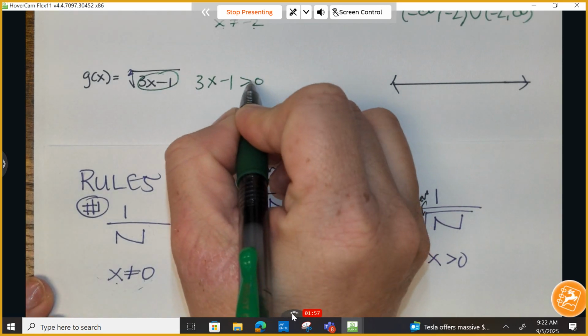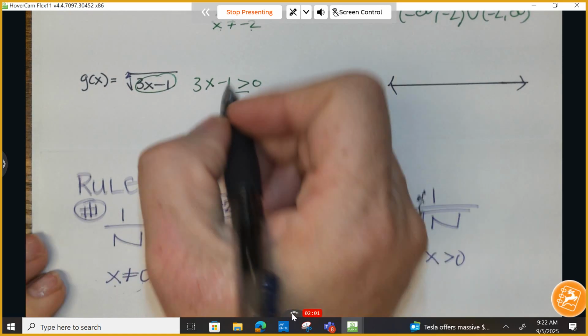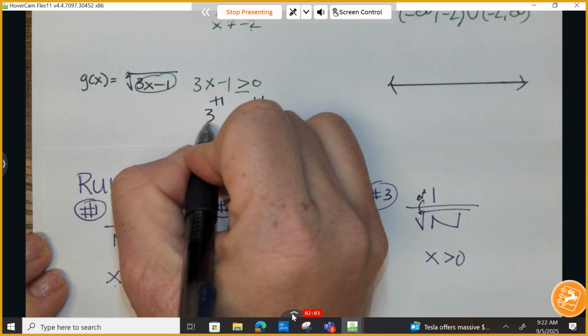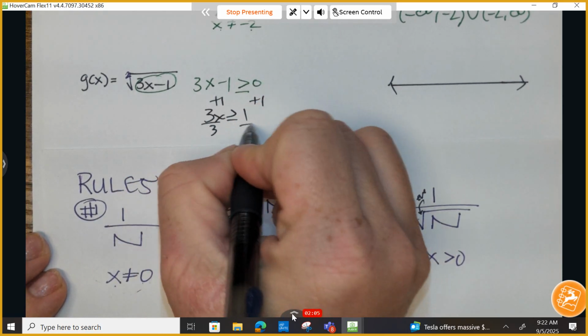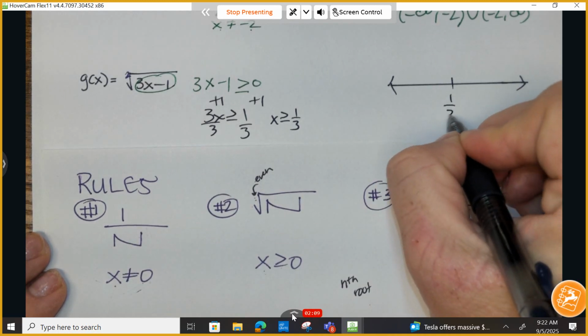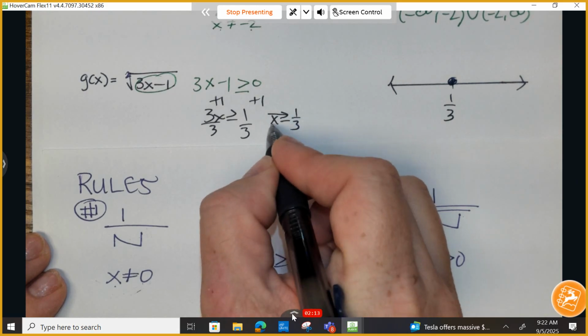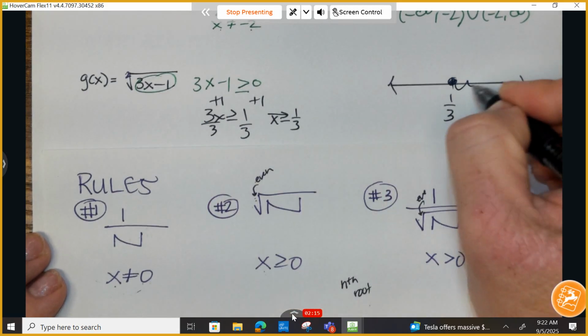So I write that down algebraically, and then I'm going to solve for x, adding 1 to both sides. 3x is greater than or equal to 1, divided by 3. I have x is greater than or equal to 1/3. I come over to 1/3. This says I make a closed dot. This acts, as long as the variable's on the left, like an arrow. I shade to the right.